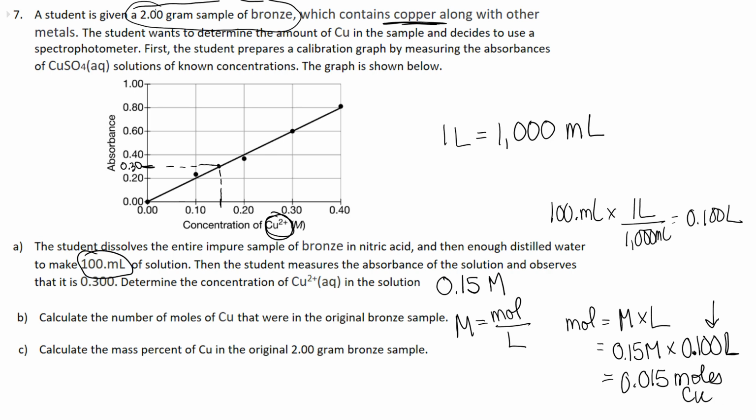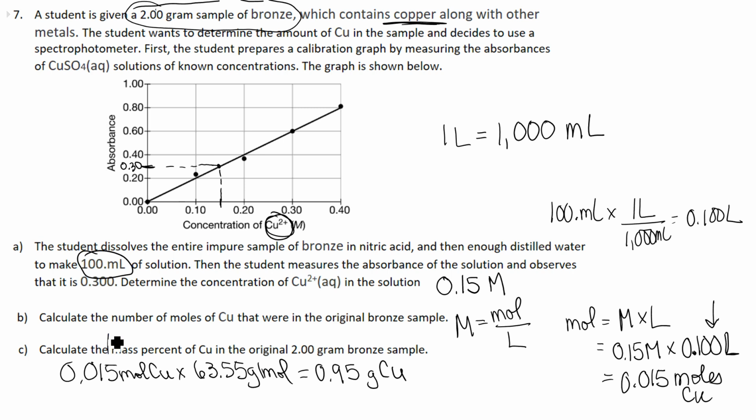And then we want to find the mass percent of copper. To find the mass percent, I first have to find the mass of copper. So I've got 0.015 moles of copper. To find the mass, I'm going to take my moles times my molar mass. And I will find that I get 0.95. I think I only have 2 sig figs in this. 0.95 grams of copper. Okay, that's how much copper was in my bronze sample.